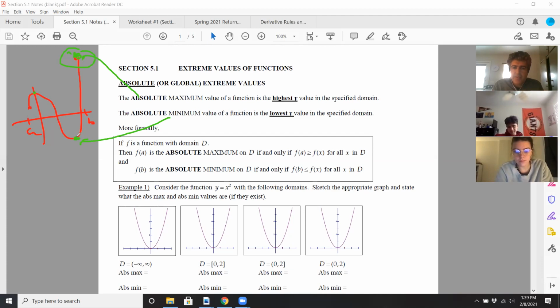Says closed interval again. More formally, you could say that f is a function with a specific domain D, and usually we use A to B as our domain. Then f of A will be an absolute maximum on your domain if f of A is bigger than any other y value in the domain. So that's what that means.